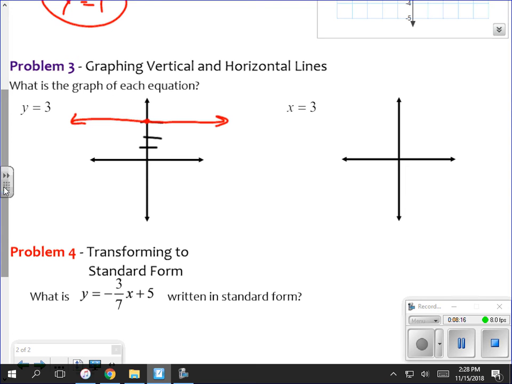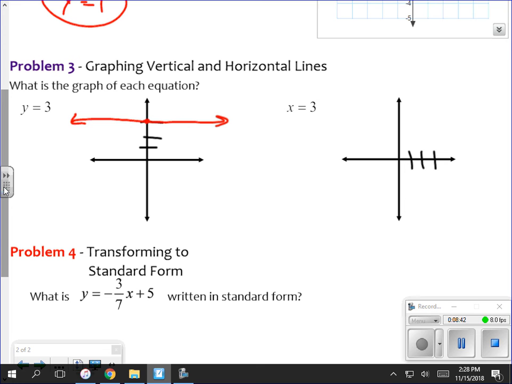Every point on that line, y is 3. X changes, depending upon what the y is, but y is 3 on every one of those points. So if y equals is horizontal, what do you think the x equals ones are going to be? Vertical.